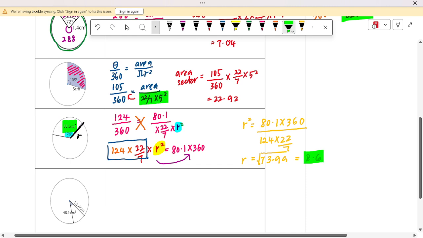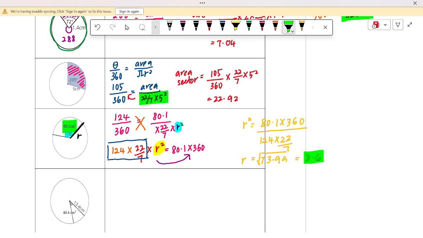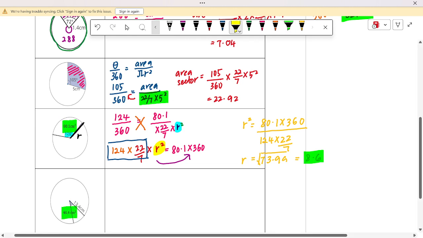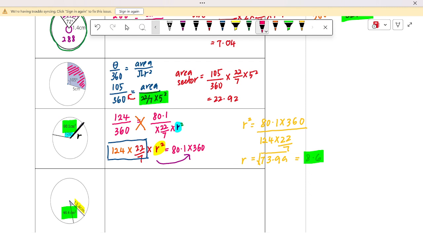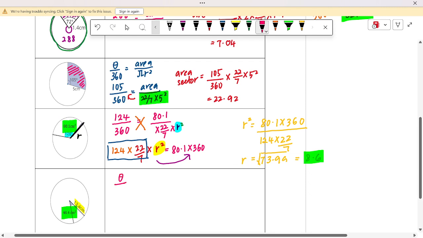Okay, so remember earlier I wrongly substituted 2 pi r. For area, you will use pi r square. Okay, the last question, the trick part here is they have given you the area. They have given you the radius. They want you to calculate the angle. Okay, so let's copy down your formula first. Theta over 360 equivalent to area over pi r squared. So substitute what you have.